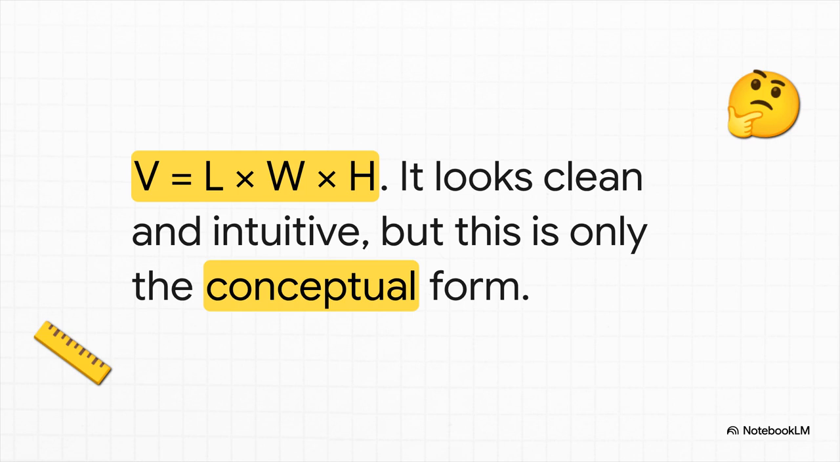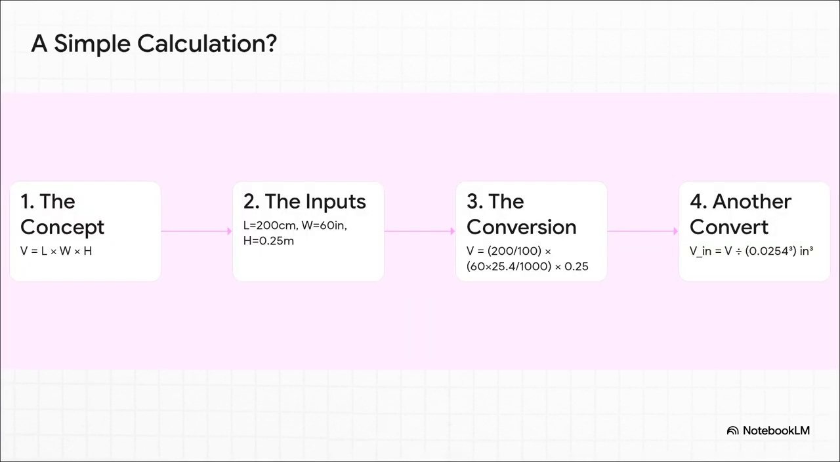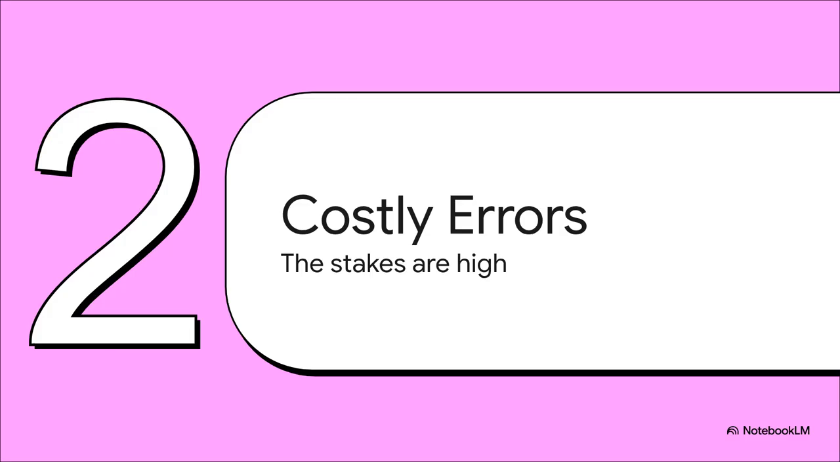But that's just the idea. That's the conceptual form. Just look at what happens when you try to actually use it. We plug in real-world numbers, centimeters, inches, meters, and bam, our clean, simple formula just explodes into this tangled mess of conversions. Oh, you want the answer in cubic inches? Well, that's another layer of math you've got to do. Every single one of these steps is a brand new opportunity to make a mistake. And we're not just talking about getting a bad grade on your homework here. These errors can have some serious consequences. So let's move on and see just how high the stakes can get when units go wrong.